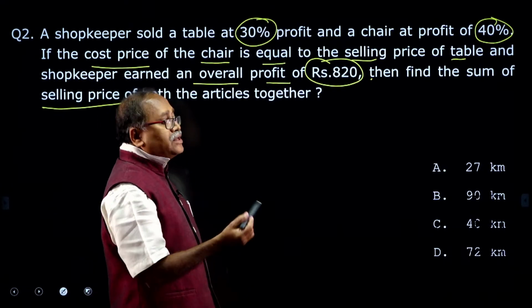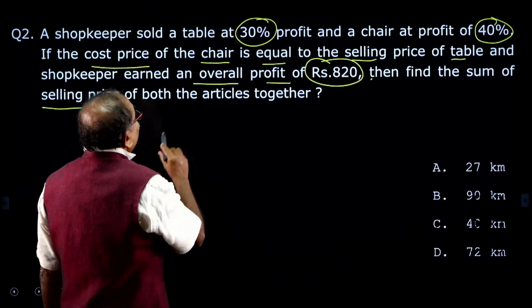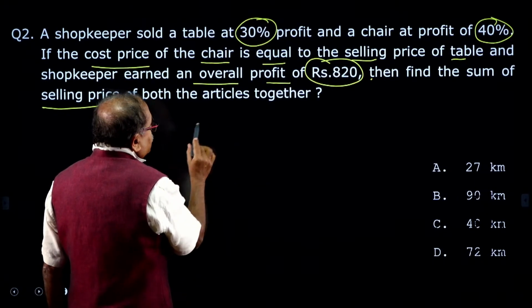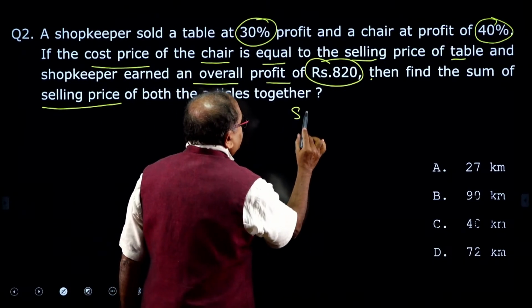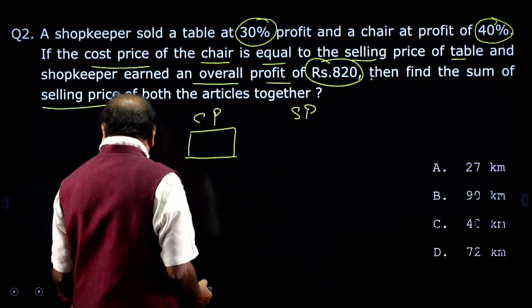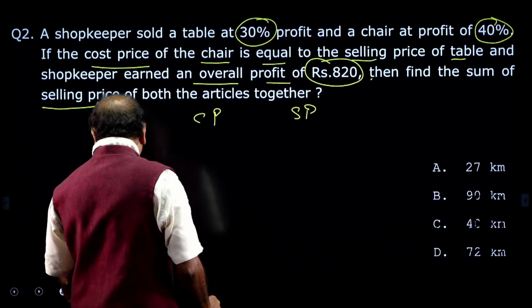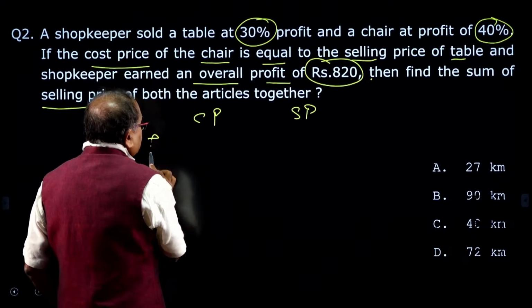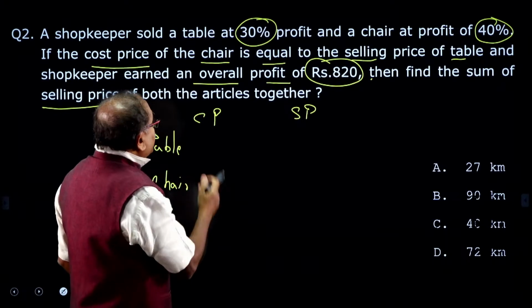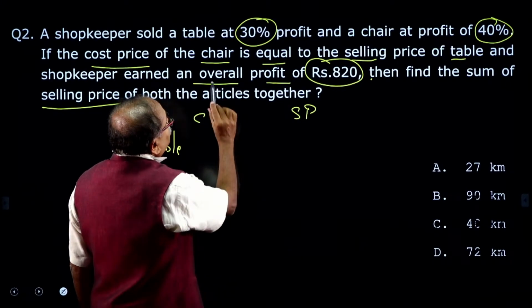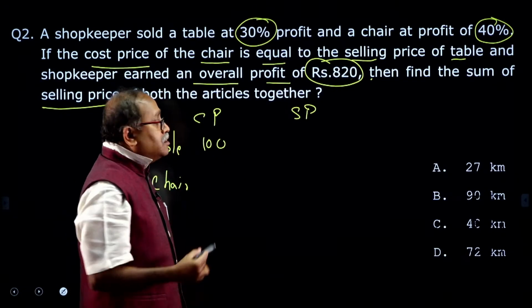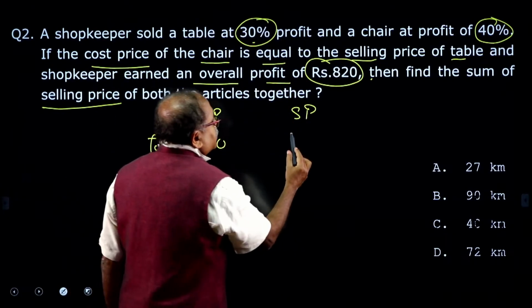It is really a beautiful question. I will give the structure over here. Let us take here CP, here SP, because one CP is equal to the other's SP. So, this is how I prefer to write down over here. And what happens about the table? Then I will come to the chair. Now, if I consider that the cost price of the table is 100, then what will be the selling price? 30% profit is there, 130.